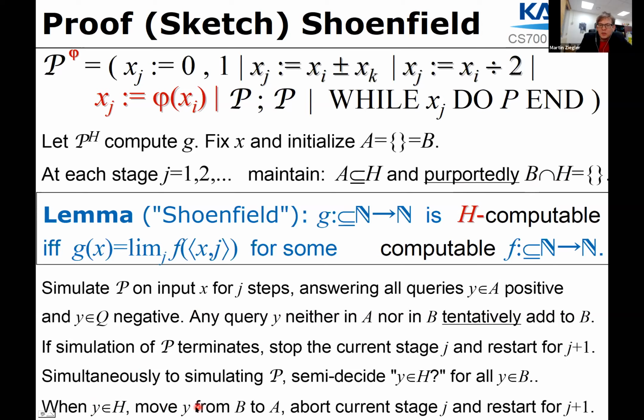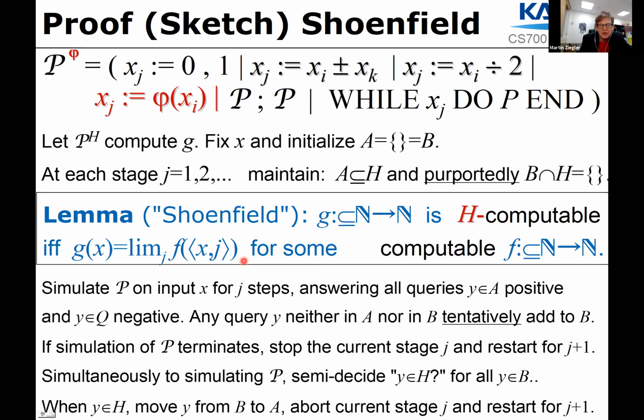In this case, we move it from B to the set A, which is supposed to be a subset of the halting problem. We remove it from B, which is now again purportedly disjoint from the halting problem, and we try again with a different, increased value of J, because we can try again infinitely many times. We only need to compute the actual value in the limit, and we don't need to worry about when that eventually happens.